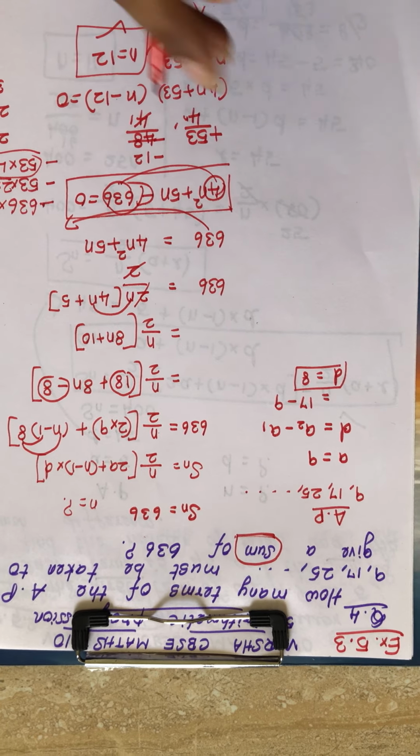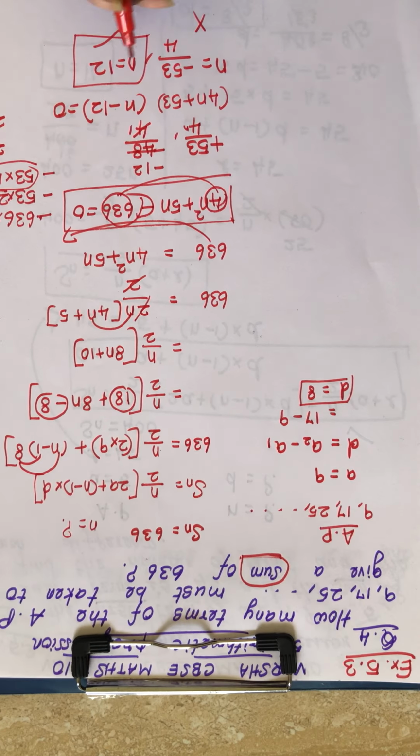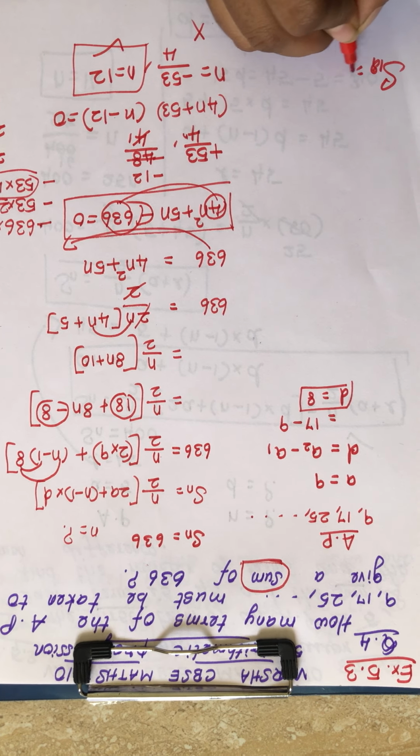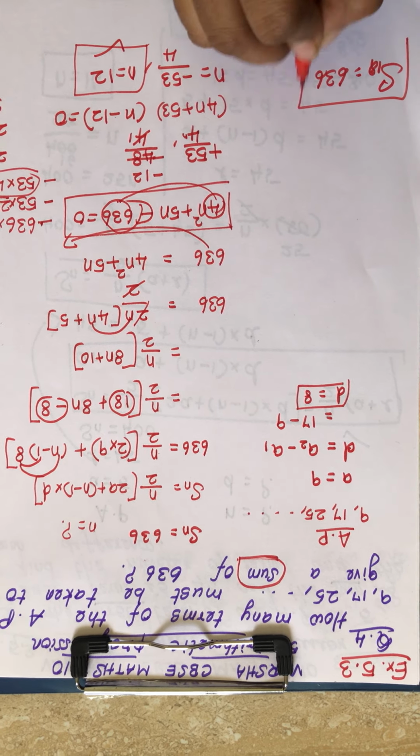So how many terms must be taken to get 636? You have to take 12 terms to get 636. This is your right answer.